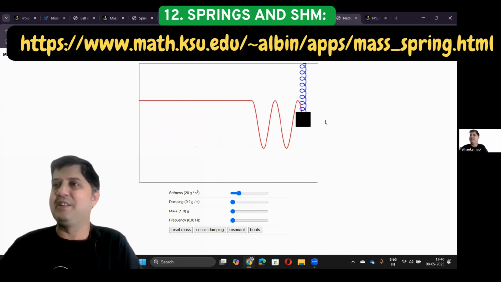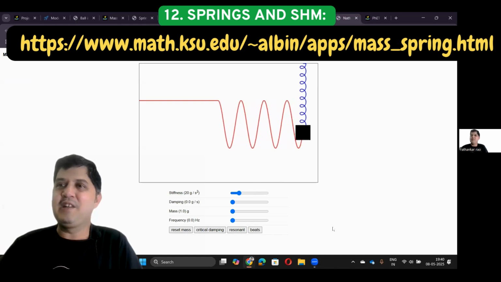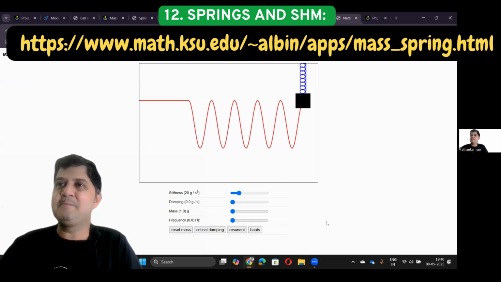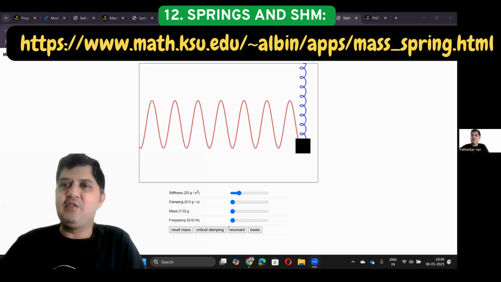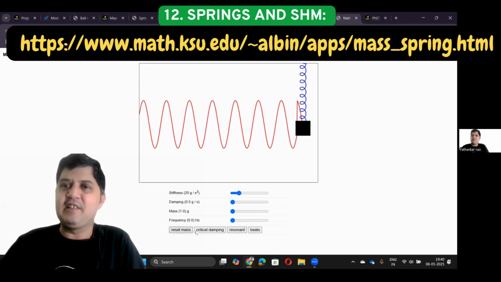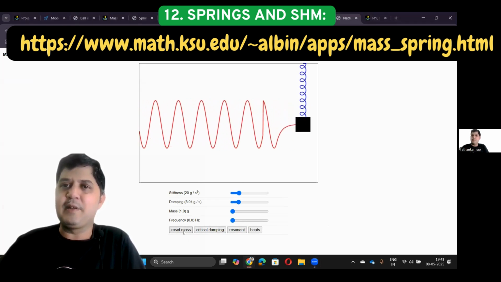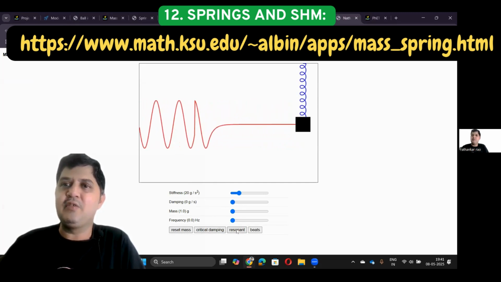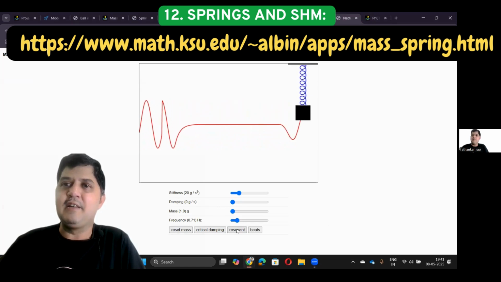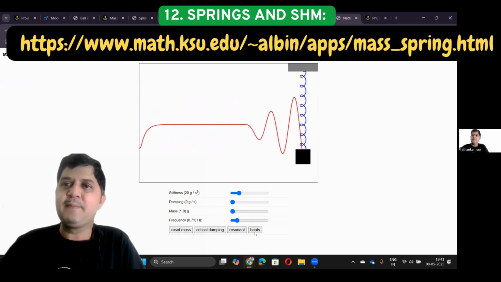This I cannot do anything. It goes in this way itself. So what I can do is, right. The damping is 0, mass is 1 gram, frequency is 0 hertz. Reset the mass, critical damping, no critical damping, sorry. Make damping to be 0, 0, and resonance.